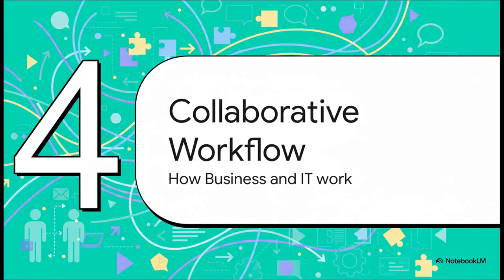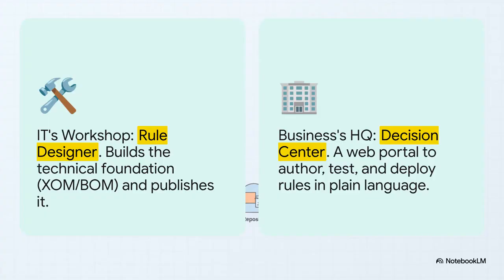It's an actual executable business rule, but it's perfectly clear to pretty much anyone. Okay, so you might be thinking, a shared language, that's great. But how do the teams actually work together now? Well, the entire workflow becomes truly collaborative. It's pretty cool, actually. It's like each team gets its own custom-built headquarters. IT gets its workshop, a tool called Rule Designer, where they build that technical foundation. And the business team, they get their own HQ, a web portal called Decision Center, where they can write, test, and manage all the rules in that simple, plain language.